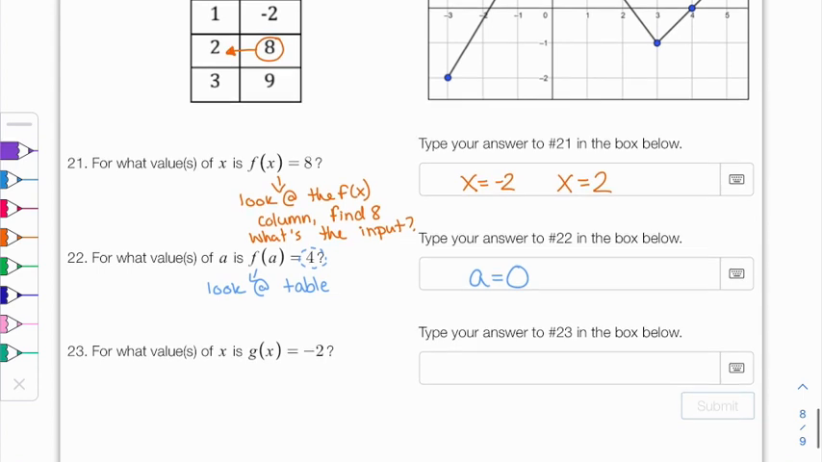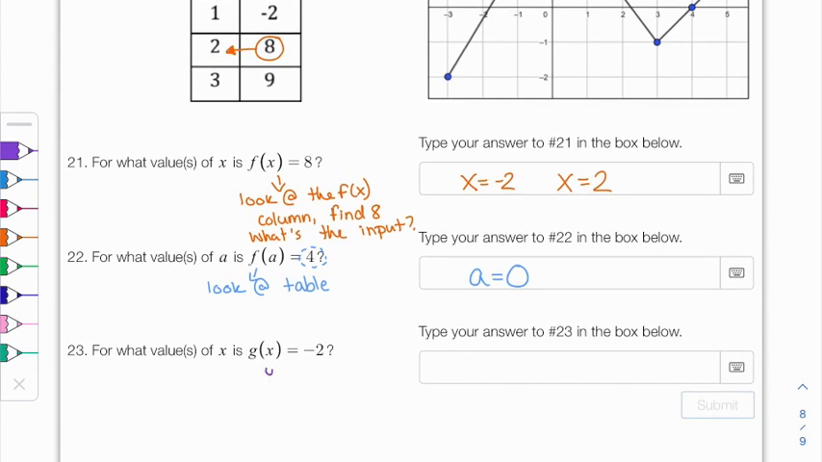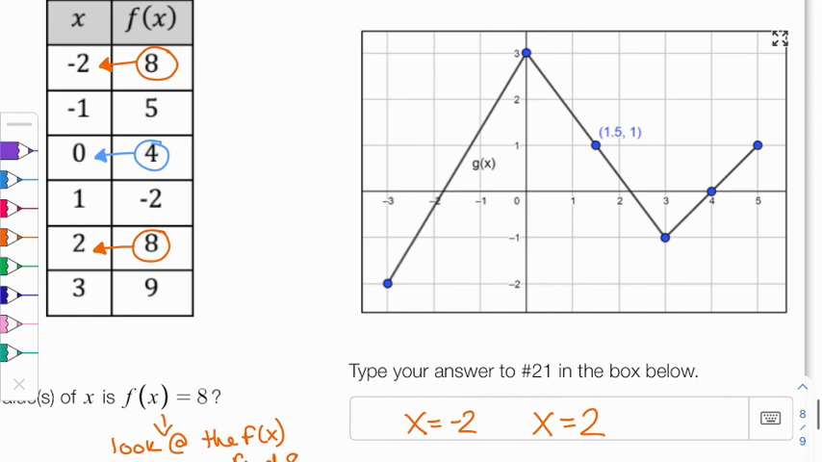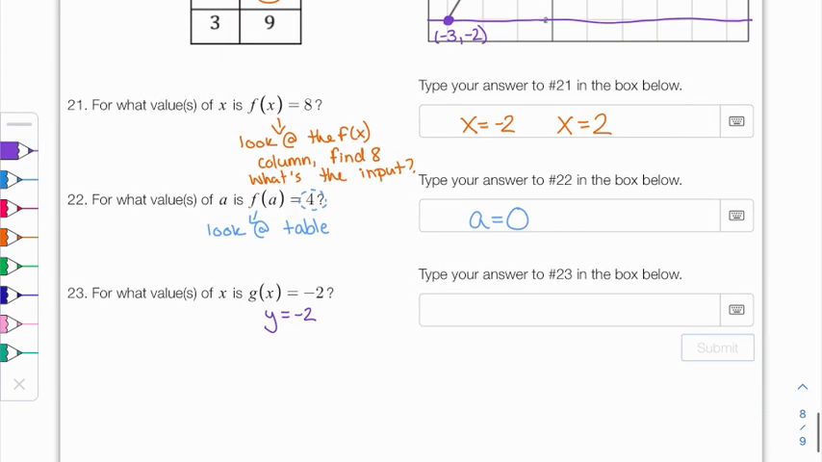And last but not least, we've got g of x is negative 2. That's y equals negative 2. So I'm going to go down to the y value of negative 2. Draw a line straight across because sometimes it could intersect more than once. Here it only intersects at this one point. This is the point negative 3 comma negative 2. So it's x equals negative 3.